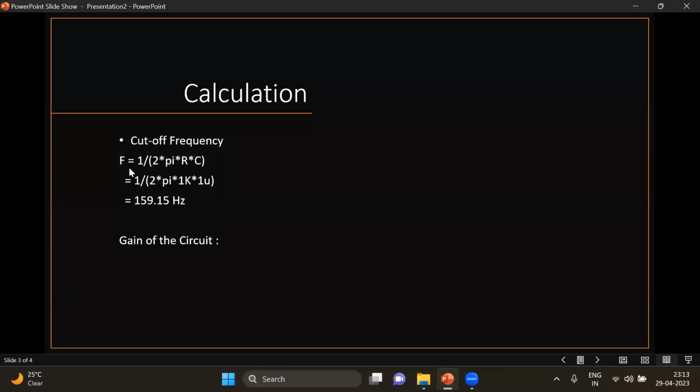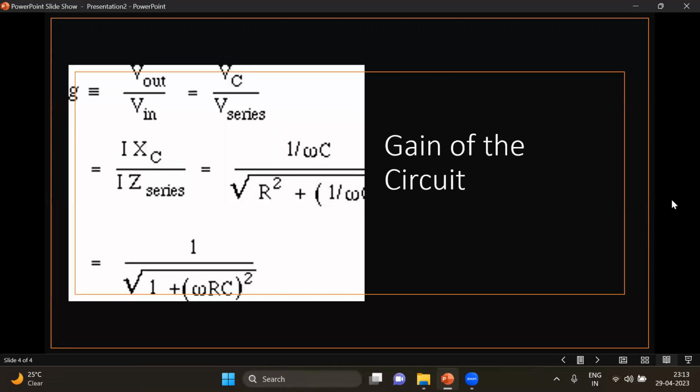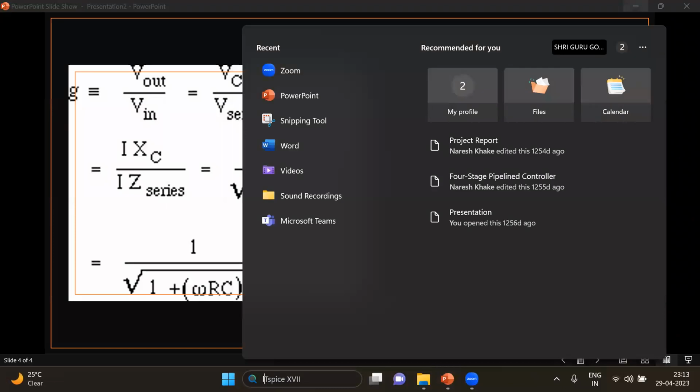So let us see what is the calculation for its cutoff frequency. The cutoff frequency f equals 1 divided by 2 pi RC, so the value comes out to be 159.15 hertz. You can also calculate the gain of the circuit by using this formula: 1 divided by the square root of 1 plus (omega RC) squared. So without any further delay, let's start with LTSpice.